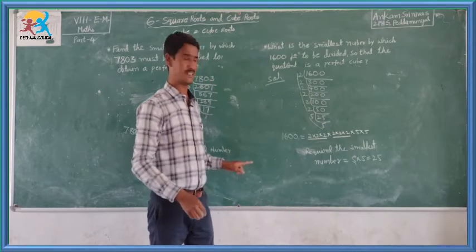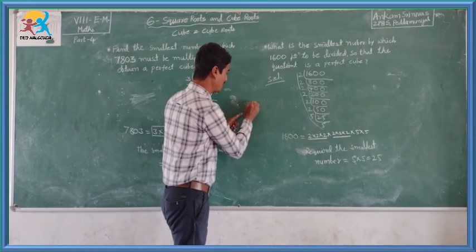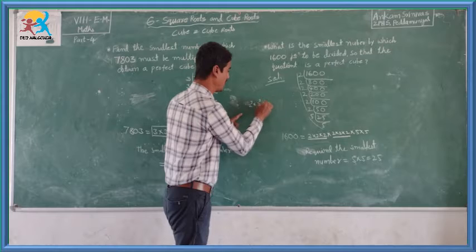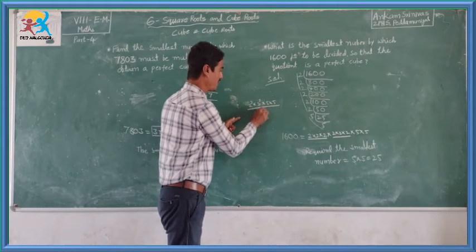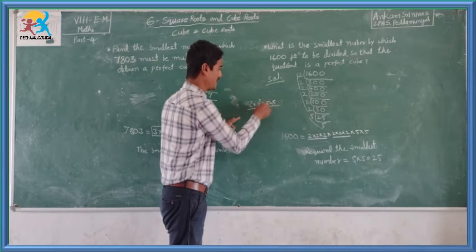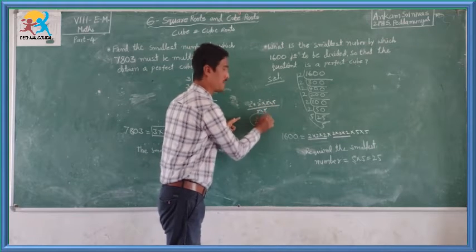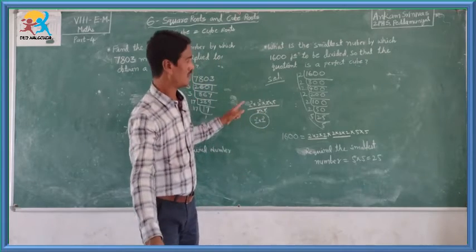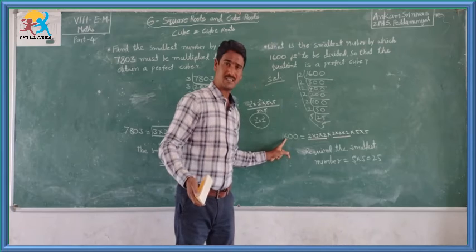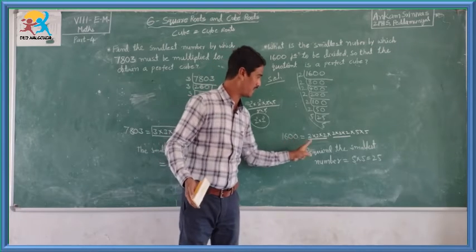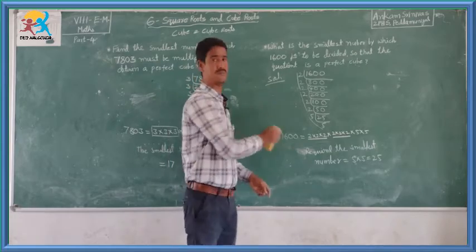You got it, children? Suppose that means 1600 can be written as 2 power 3 into 2 power 3 into 5 into 5. If I divide by 5 into 5, 5 cancels, 5 cancels, we will get 2 power 3 into 2 power 3. It is a perfect cube. So if the given number 1600 is divided by 25, it becomes a perfect cube.